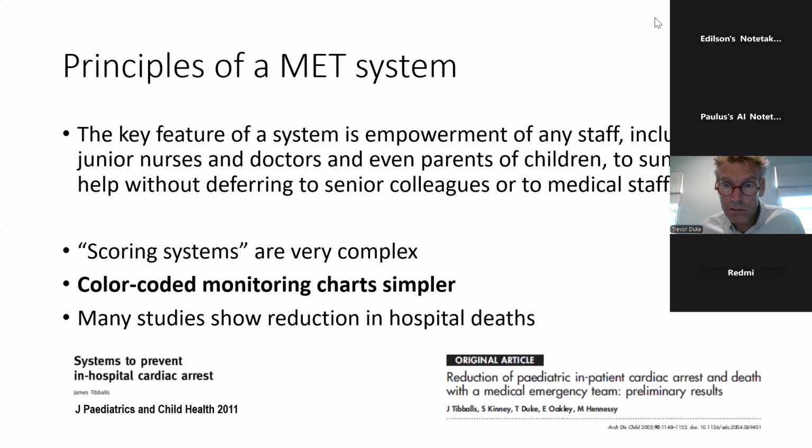A key feature, as I said, is the empowerment of all staff, including junior doctors or nurses or even parents of children, to summon help without deferring to senior colleagues or necessarily to other medical staff, to circumvent those hierarchies and just make sure that the patient gets the right people. If you read the literature, you'll realize that there are lots of different systems, like scoring systems. I think the color-coded monitoring charts are the most simple and probably the most effective. Many studies have shown that using these color-coded monitoring charts, you can get a reduction in hospital deaths.